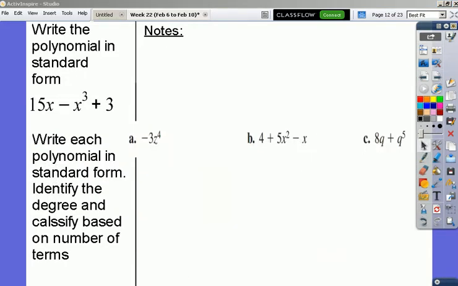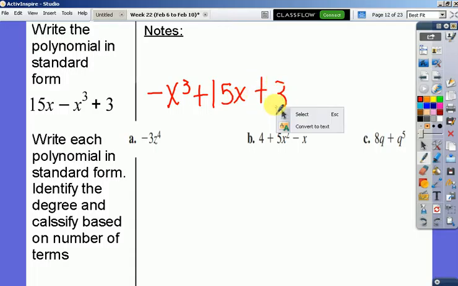For this slide, it says write the polynomial in standard form. So again, we want to start with the highest degree of our exponent. So that would be x to the third, right? There is a negative in front of that x to the third, so we have to remember that as well. So we have a negative x to the third. And then what comes next? 15x, so plus 15x plus 3.